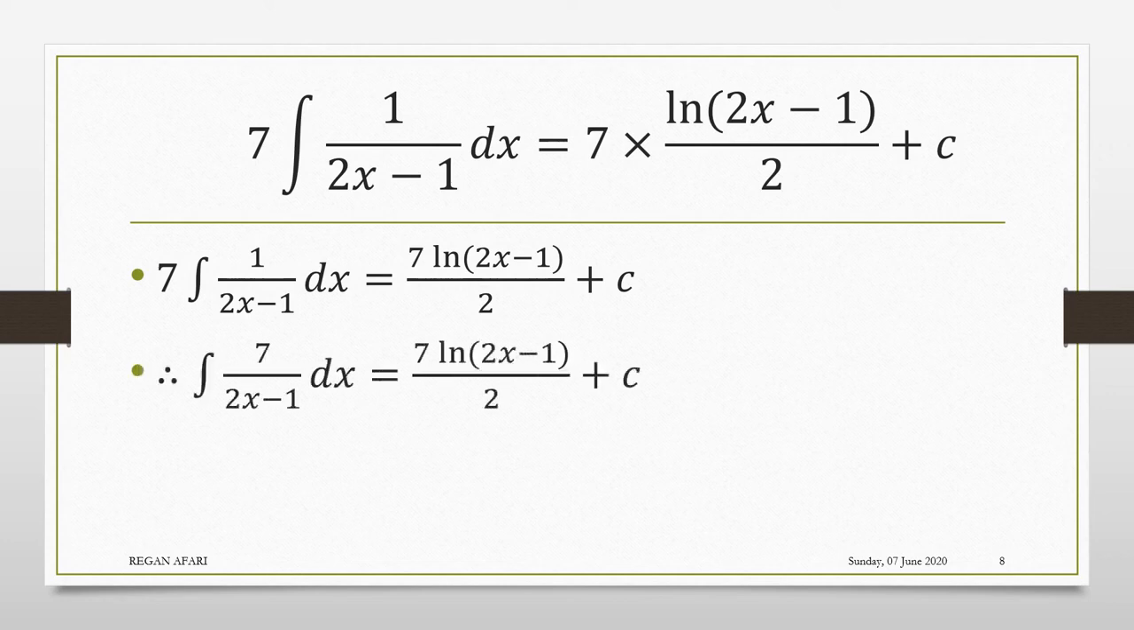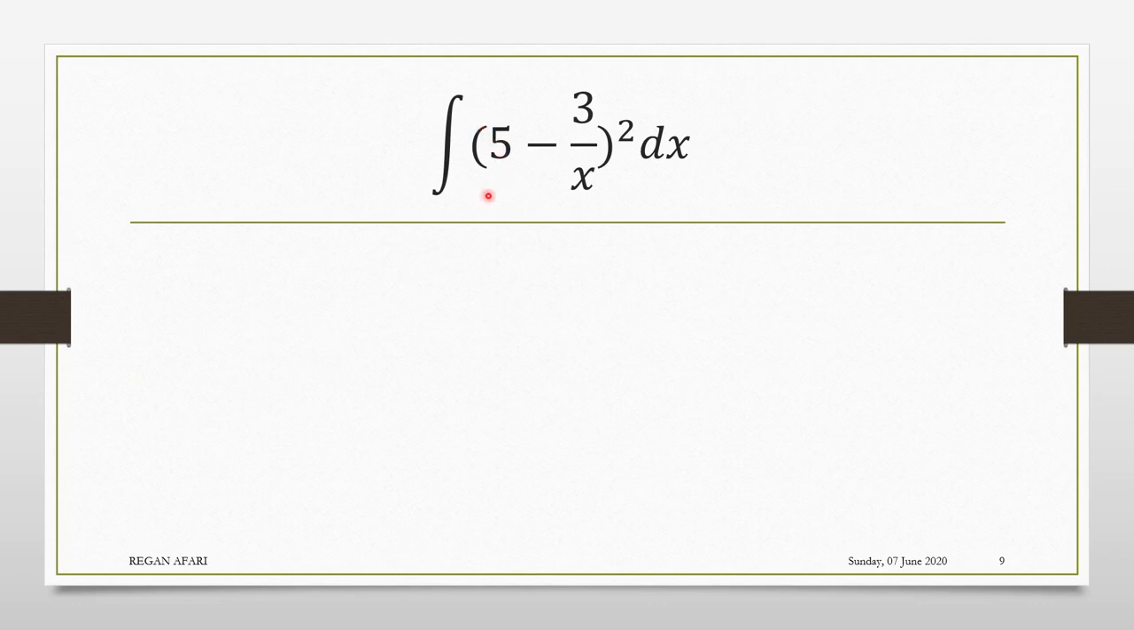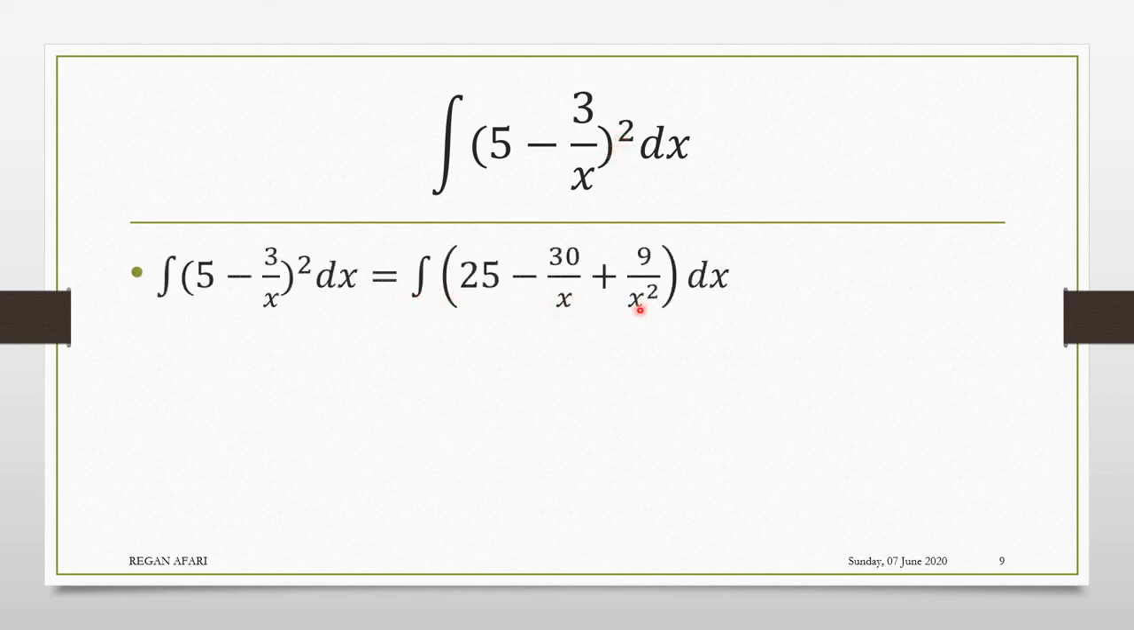Right, we have another example. Whenever you are given this, I would advise you to expand the bracket. Expand before you try to integrate. So our expansion gives us this, but how did we get it? It is the first number squared, that is 25. Then you multiply 5 by negative 3 over x, which gives negative 15 over x, times 2, that will give you negative 30 over x.